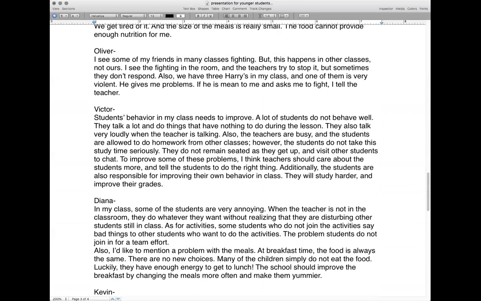Hey, Oliver, okay, so Oliver, you put how to solve the problem here. You said you will go and tell the teacher. And so, Oliver, do you think that's a good improvement? Just checking with Oliver here. Oliver says, I think I can tell the teacher.